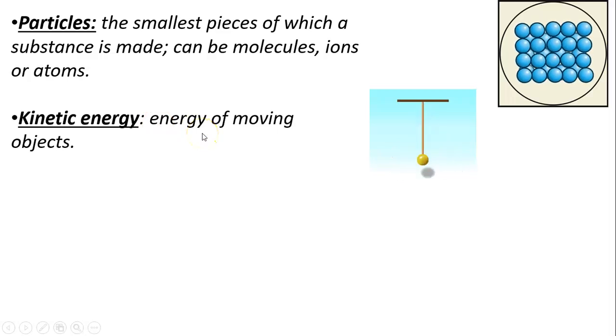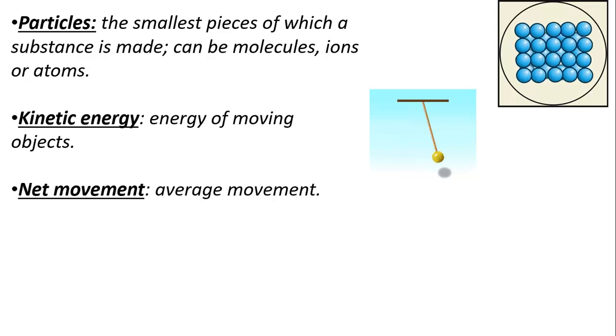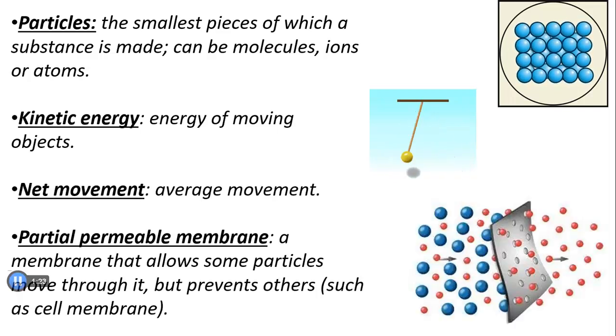Kinetic energy. Again, kinetic energy is the energy in a moving object, the energy of motion. Net movement, it is the average movement of particles, like the difference between what's going in and going out of the cell. A partially permeable membrane, just like the cell membrane as we mentioned in previous lessons. It allows some particles to pass and some particles not to pass. So, allows some and prevents others.